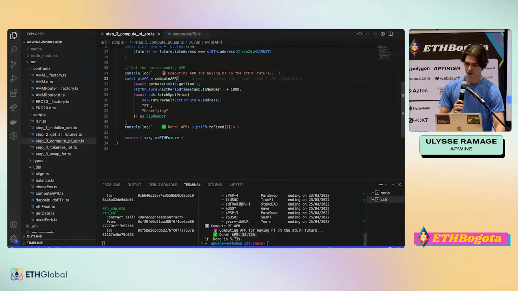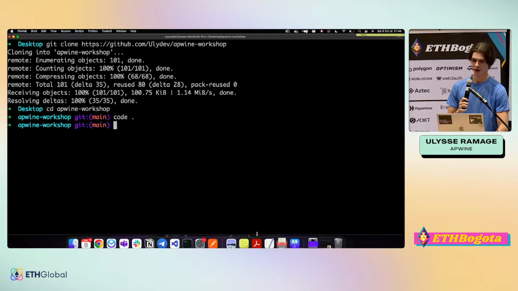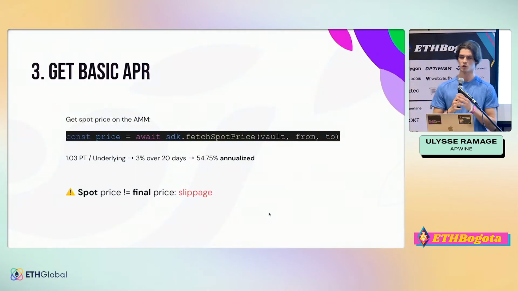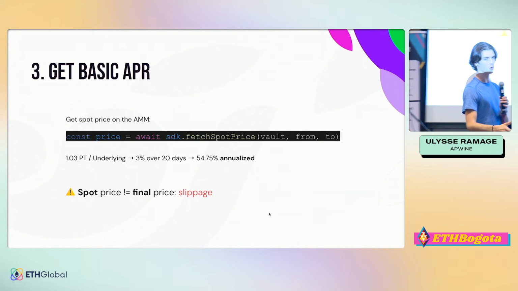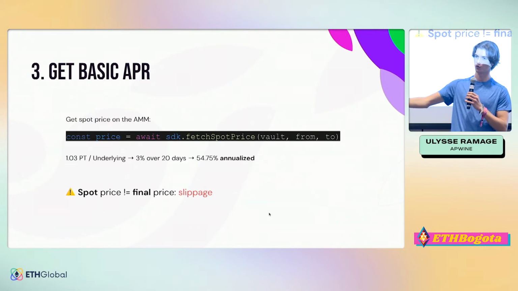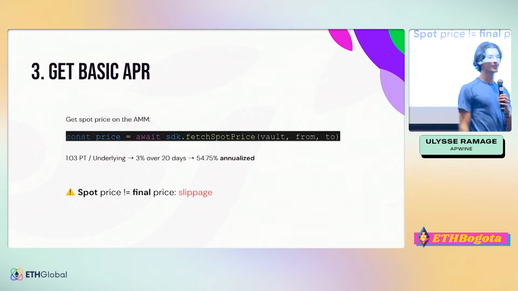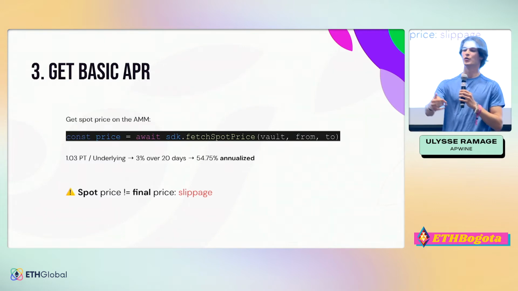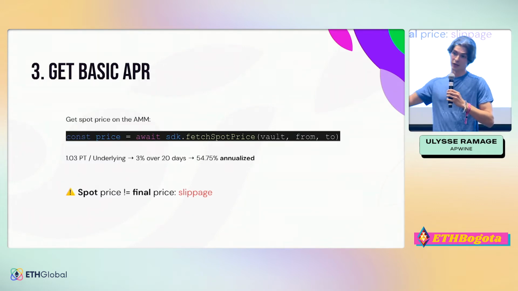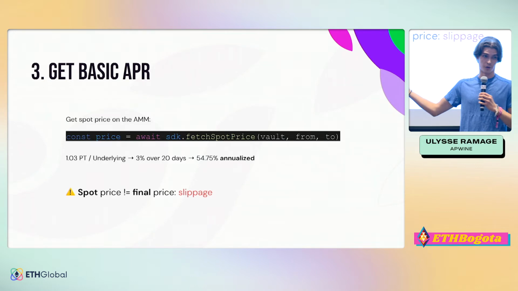So we are getting a 35% APR. This is very, very good. But there's one detail. The spot price is never equal to what you're really getting. So if you were to buy $1 million worth of PT, you would have a lot of slippage because the liquidity at this time was much lower.